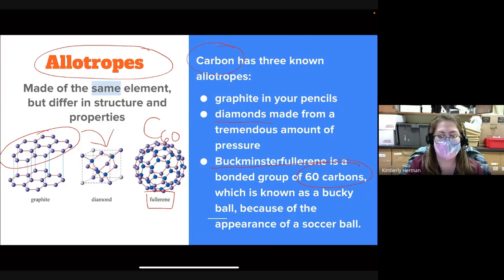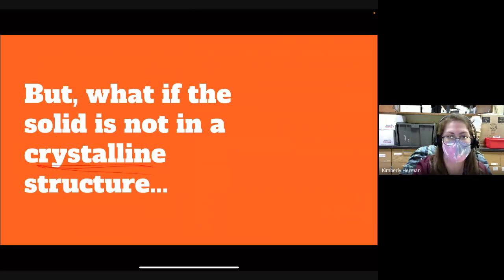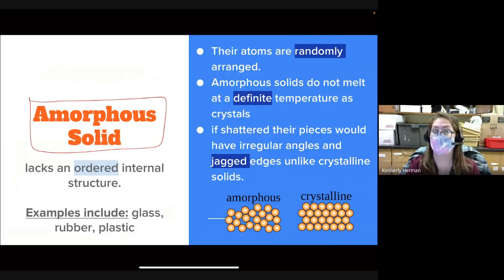Now, what if a solid is not crystalline in its structure? Well, we call these solids amorphous. So as you can see in this unit, there's a lot of new vocab terms. We're going to see that an amorphous solid lacks an ordered internal structure. So whereas our crystal has a 3D repeating pattern, an amorphous solid has a randomly arranged one. They do not melt at a definite temperature like our crystals, and if we shatter them, they actually have irregular angles and jagged edges, unlike a crystal solid.